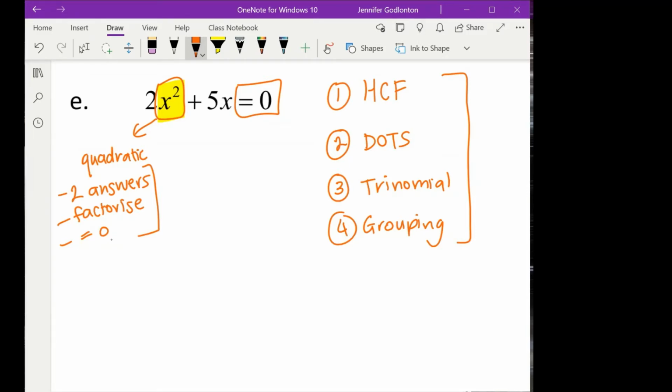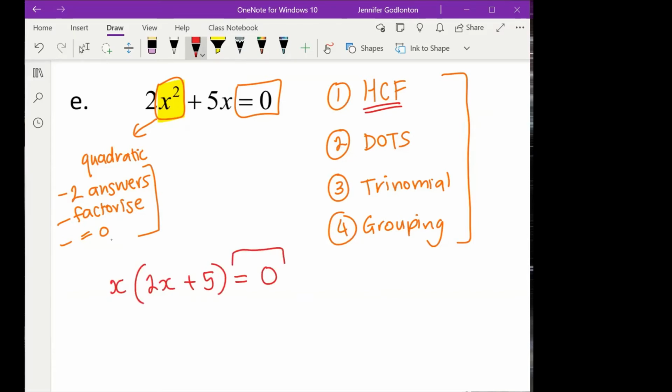Just for those of you who are feeling confused, I will let you do the next one fully by yourself, so don't panic. But if I'm looking at this question, I can see I can take out a highest common factor of x, because there's an x in both of those terms. So I'm going to take out a highest common factor of x, and I'm going to be left with 2x plus 5, which is equal to 0.